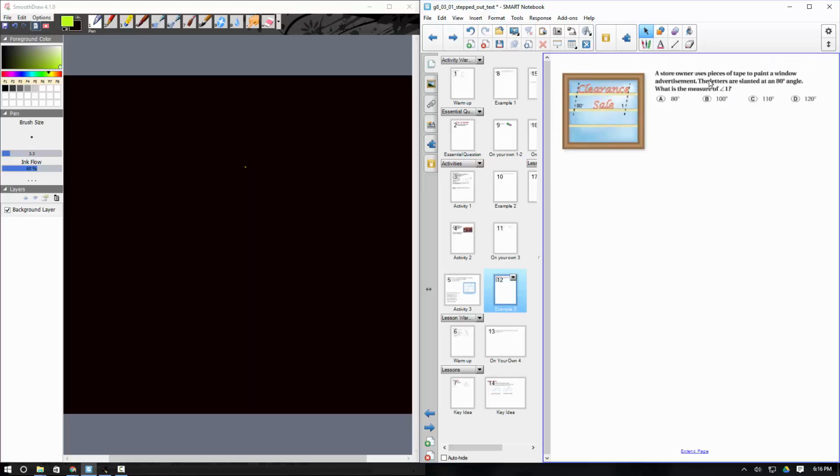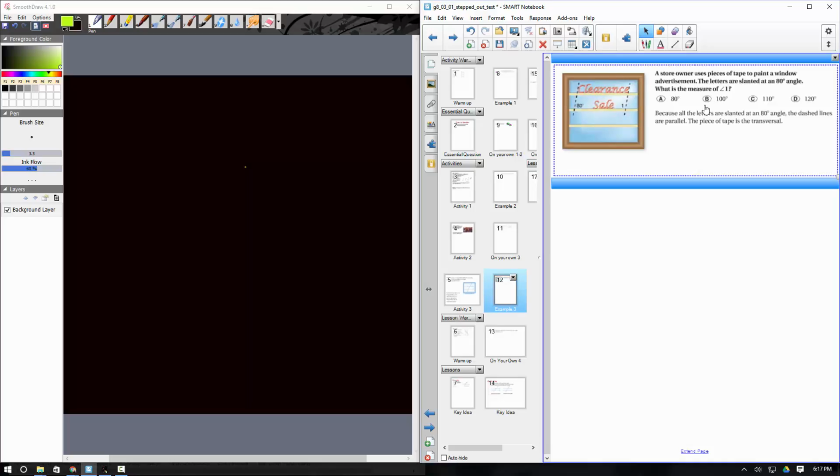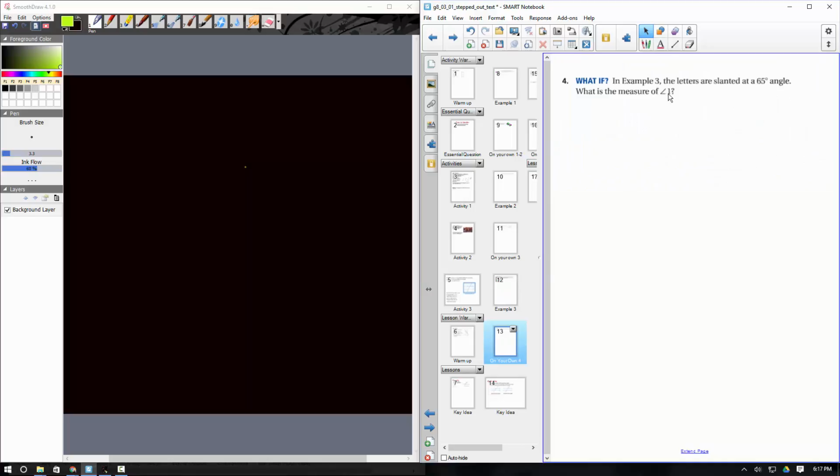This one here says the store owner places a piece of tape on to paint a window. The letters are slanted at an 80-degree angle. What is the measure of angle 1? So if this is 80 degrees right here, I have to think about what the other side of this would be if they're parallel, right? They're parallel lines. So this side has to be 100 degrees. If it was 65, I would just take 180 minus 65. I get 115.